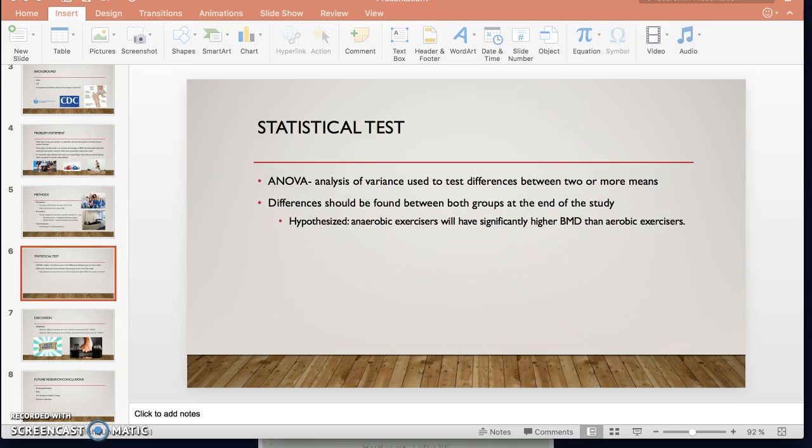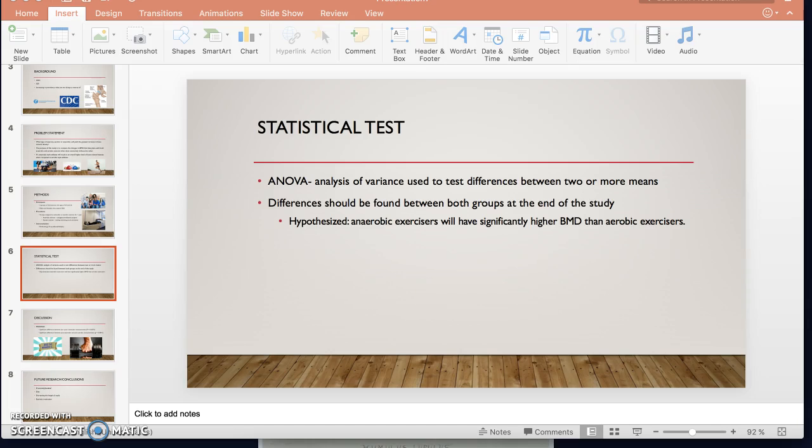Okay, for the statistical analysis, we're going to have people randomly assigned to each group, as long as there's an even number of males and females in each group. What we're going to be using for this study is an ANOVA test, which is essentially an analysis of variance used to test differences between two or more means. So with this test, we should be finding differences between both of the groups at the end of the study.